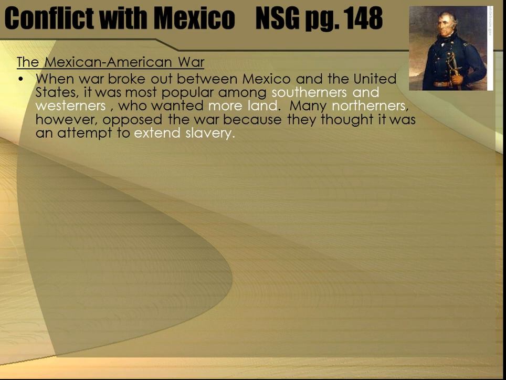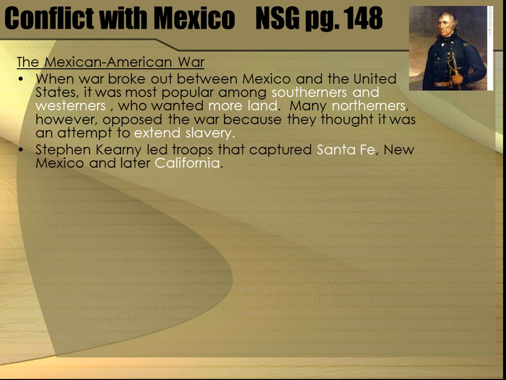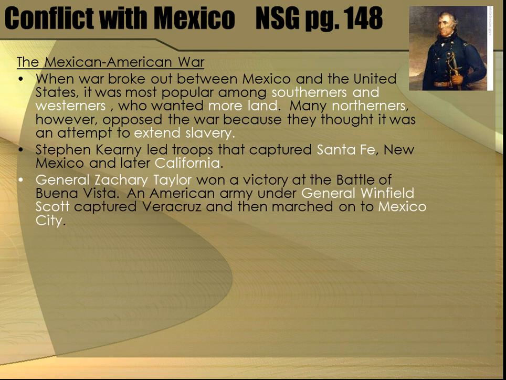When war broke out between Mexico and the United States, it was most popular among Southerners and Westerners who wanted more land. Many Northerners, however, opposed this because they thought it was an attempt to extend slavery. So Southerners and Westerners said, "Hey, more land," and Northerners thought, "You're just trying to extend slavery." Stephen Kearny led troops to capture Santa Fe and later New Mexico and then eventually California. General Zachary Taylor won a victory at the Battle of Buena Vista, and the American army under General Winfield Scott captured Veracruz and then marched on to Mexico City.